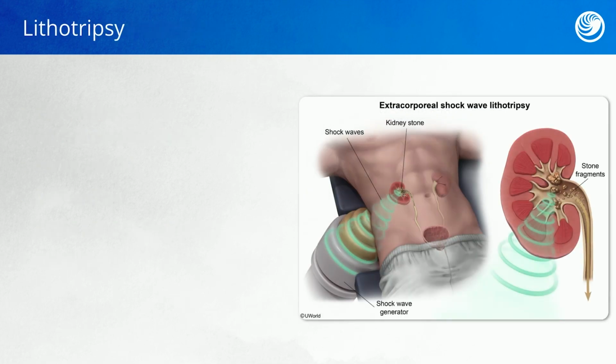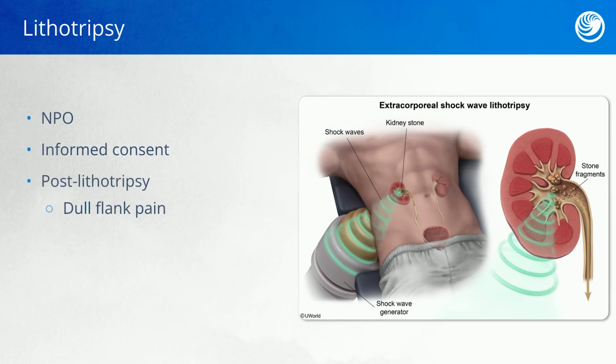Let's take a little closer look at lithotripsy. So there are a number of different types of ways that lithotripsy can occur. What we're showing here on this slide is the use of extracorporeal shock wave lithotripsy, which is a fancy way of saying that we use shock waves to help break up a large kidney stone. Before this procedure, the client needs to remain NPO and should discuss this procedure with the healthcare provider and sign an informed consent.